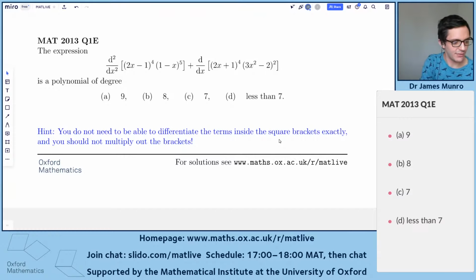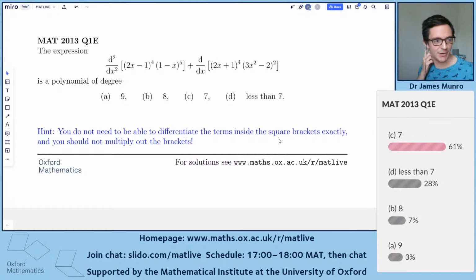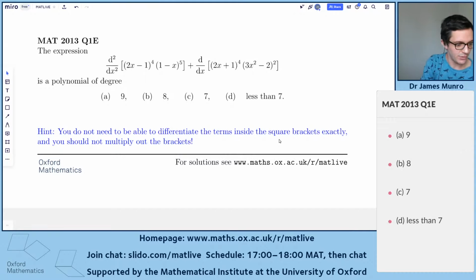Let's have a quick look at the results on this poll. Oh, it's very interesting. Here's the voting at the moment. 61% of people have voted 7 for the degree of this polynomial. 28%, next most popular, have voted for less than 7. And then some people have voted for 8 or 9 after that. So, everything to play for. Let's go back over here.